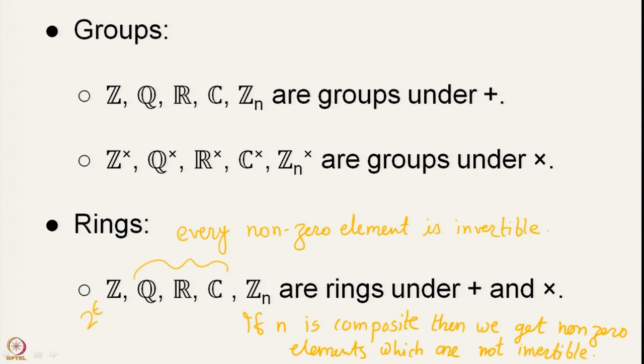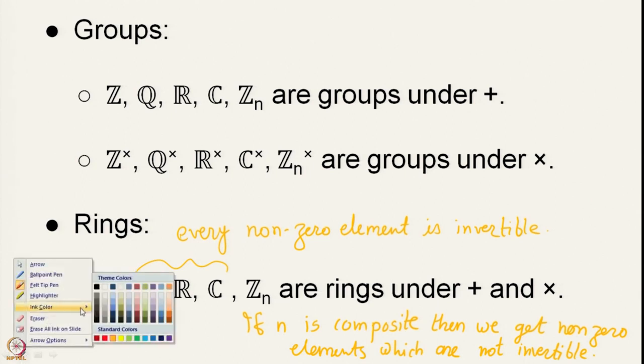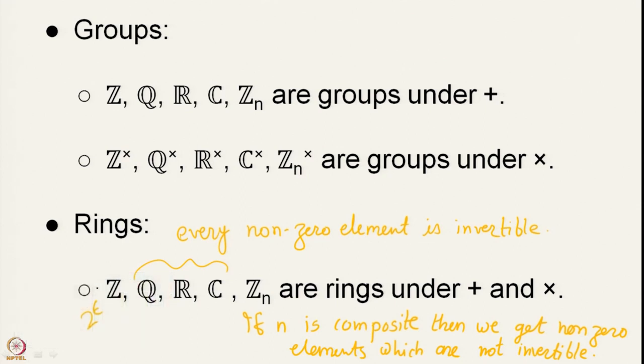Composite just means that it is not a prime. Whenever we have a prime P dividing N and P is less than N, then P itself is an element in your ring. So, P for instance will give you such an example.